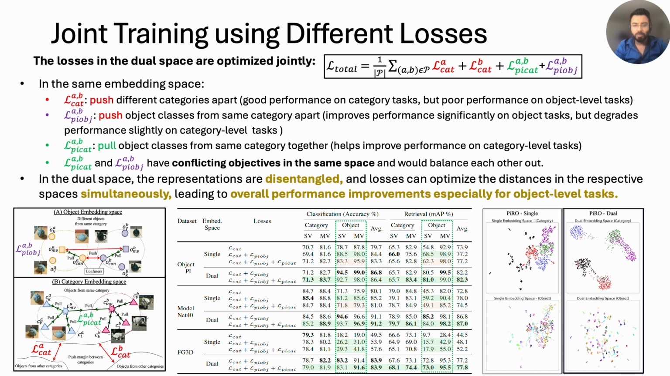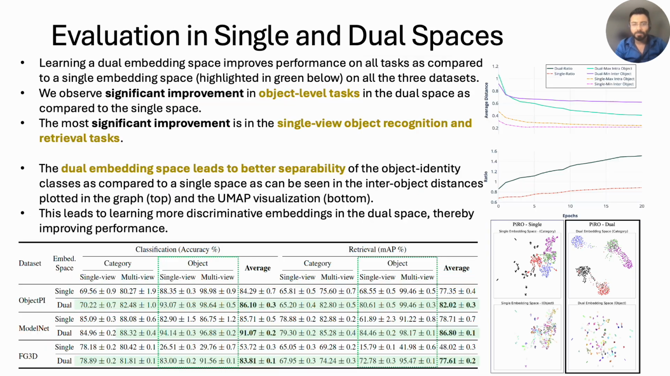We can observe that the pose-invariant object loss improves performance significantly on object-level tasks as it separates out the embeddings of different objects. The effect is more noticeable in the dual space where the representations are disentangled and the losses can optimize the distances in the respective spaces simultaneously without conflicting with each other, leading to overall performance improvements, especially for the object-level tasks. The results indicate that learning a dual embedding space improves performance on all tasks as compared to a single embedding space, as highlighted in green in the table, on all the three datasets.